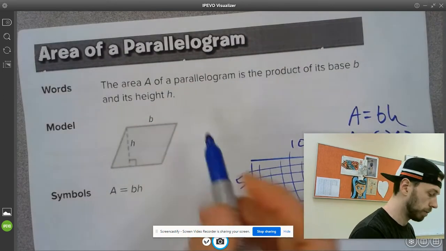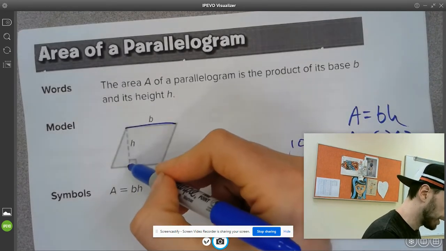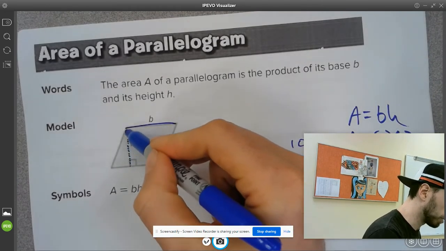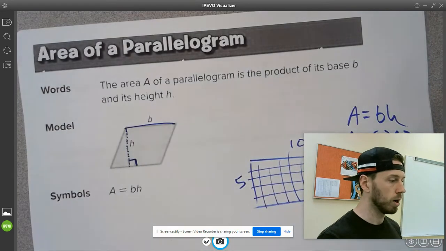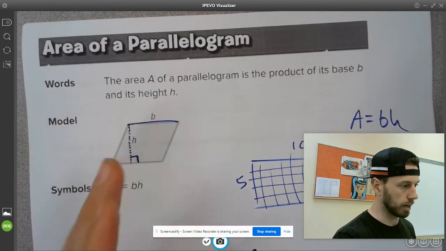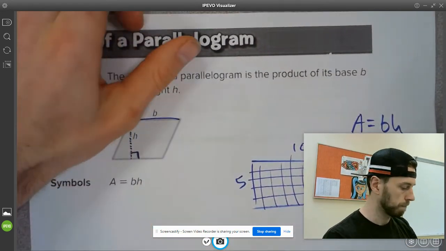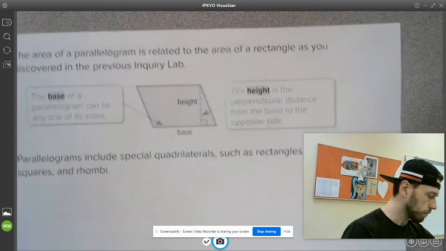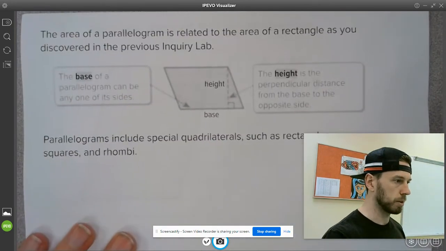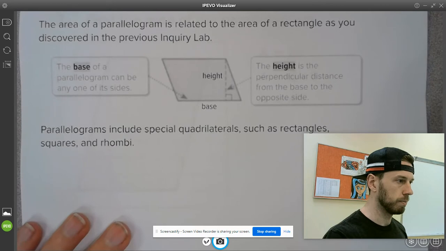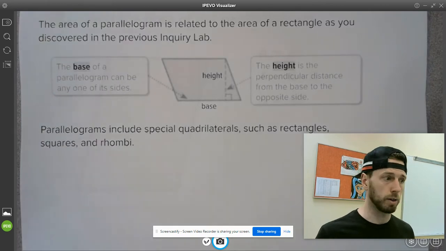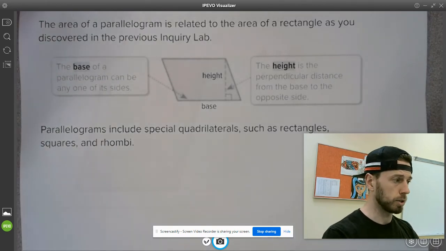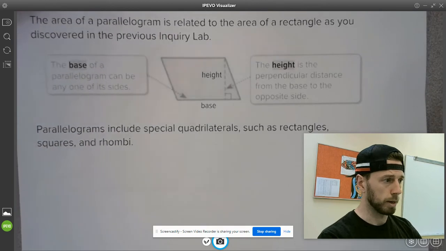The base of it would be the length of this side right here, and then the height of it, the distance from the top to the bottom, right? It has to make a right angle. You cannot use the angled side of it. It's got to be straight from top to bottom. Here, I'm going to put this on the screen. If you guys need to reference this, you can pause the video here and read this to help you determine some of the vocab there.